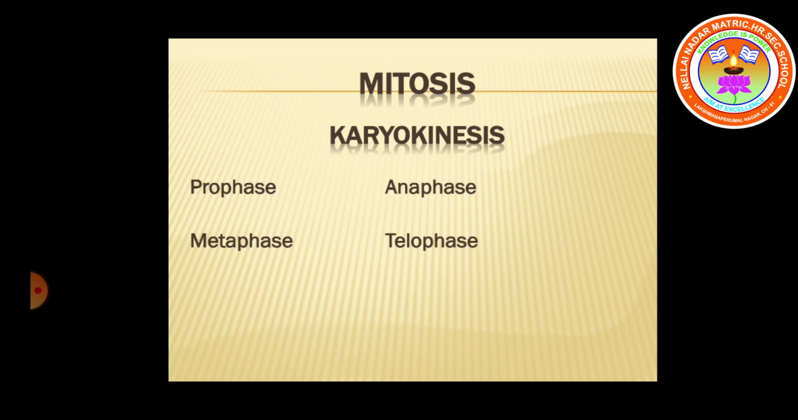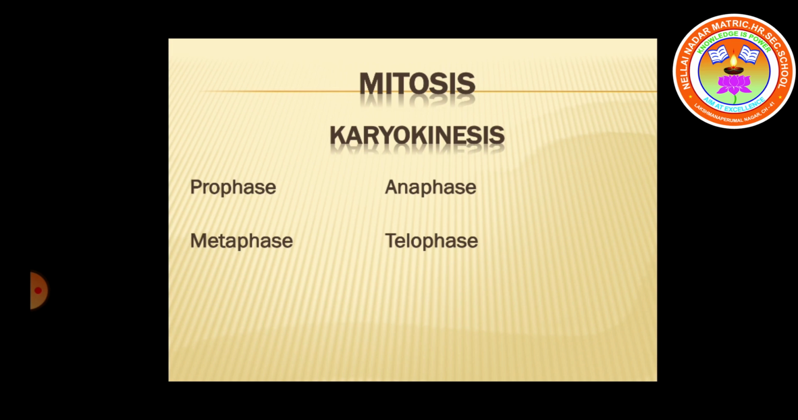Let us see what is karyokinesis. Karyokinesis is the division of the nucleus into two daughter nuclei. Karyokinesis is nothing but the division of the nucleus. When a nuclear division occurs, the process is called karyokinesis.